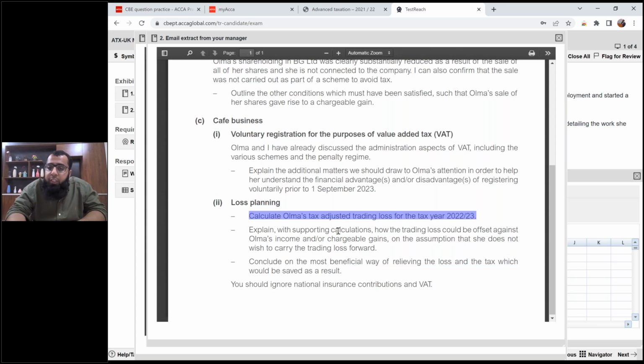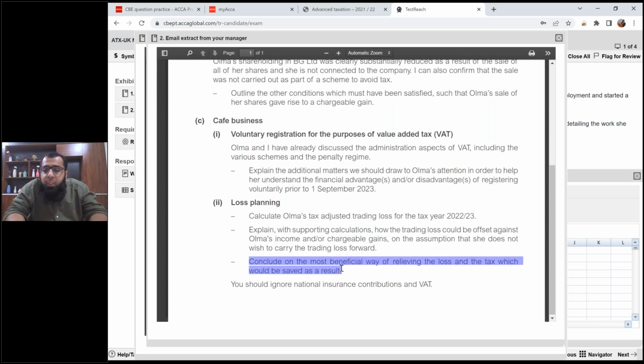Explain with supporting calculation how the trading loss could be offset against Alma's income and/or gains. So we have commented on the options. Conclude on the most beneficial way of relieving the loss.